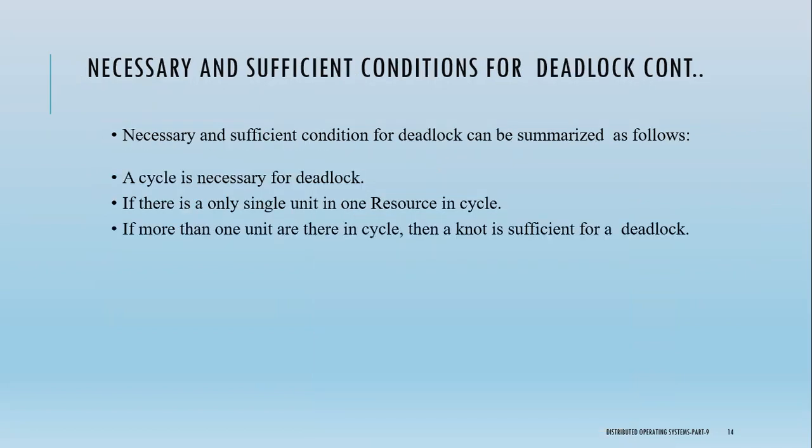Necessary and sufficient conditions for a deadlock, continued. A cycle is necessary for a deadlock; if there is only a single unit in each resource in the cycle, it is also sufficient. If more than one unit is there in the cycle, then it is not sufficient for a deadlock.